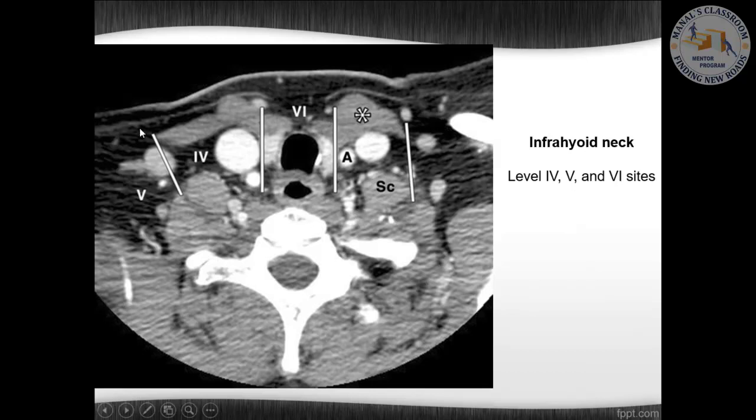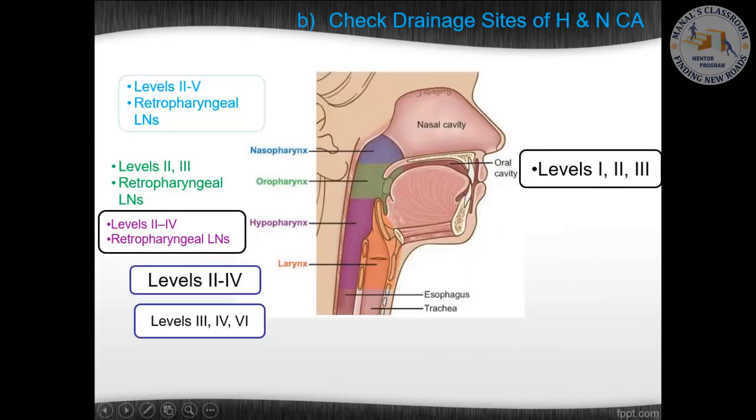So the first line is between the sternocleidomastoid muscle and the scalene muscle, and the other line is along the medial aspect of the internal carotid artery. So in between the two lines is 6, this group is 4, and this one is 5. Okay, this is about the leveling.